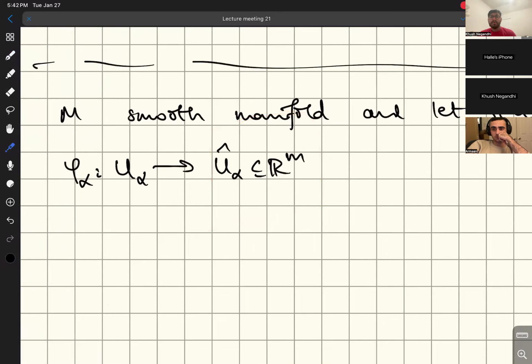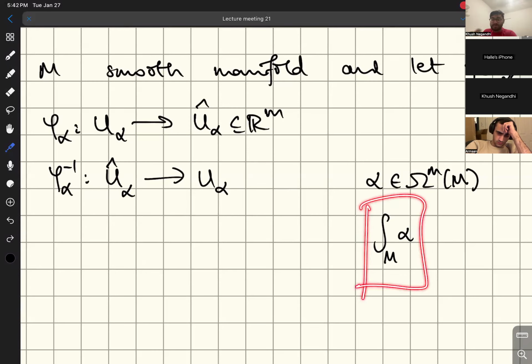So now let's say I have some differential form alpha on M, right? And my goal is I want to integrate this differential form over M. Let's say I want to make sense of this expression. The idea now is, I don't really know what this symbol should even mean.